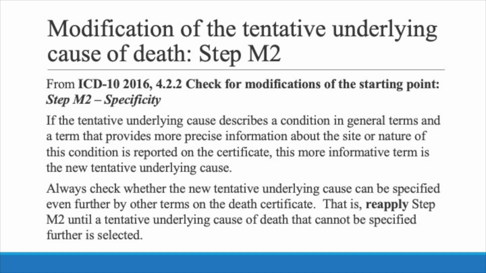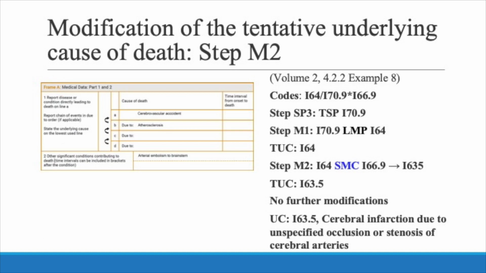I'd like to emphasize that step M2 is only applied when there's another cause of death describing the site or nature of the tentative underlying cause more specifically. Let's look at example 8 from Volume 2, section 4.2.2. On this example certificate, on line A, we have cerebral vascular accident reported as due to atherosclerosis with arterial embolism to brainstem recorded in part 2.